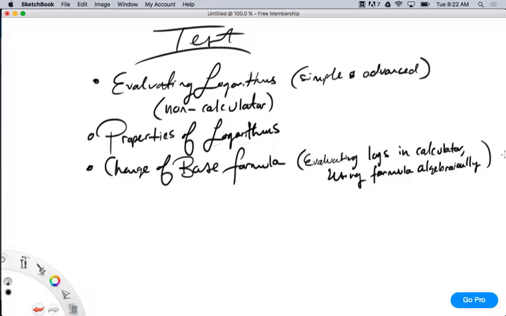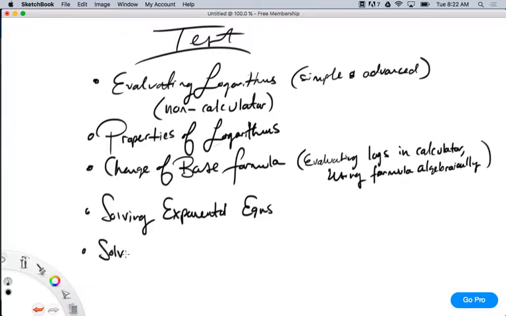The fourth part of the test is solving exponential equations. And that's something like 2 to the x equals 8 or whatever it may be. And then the last part is solving logarithmic equations. So that's it. That's the test.